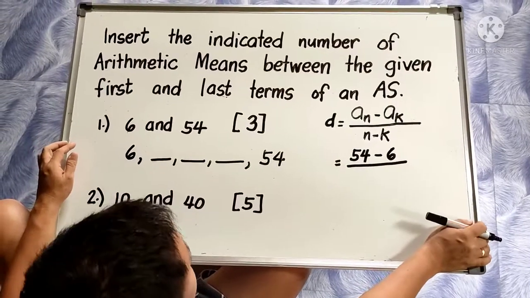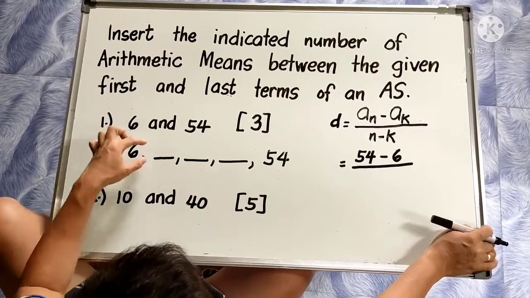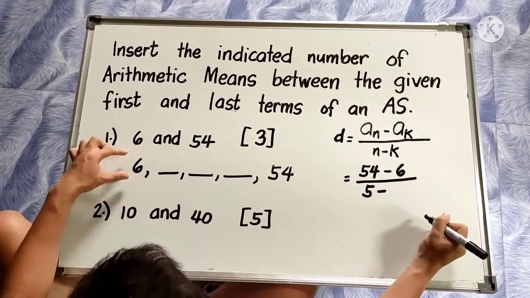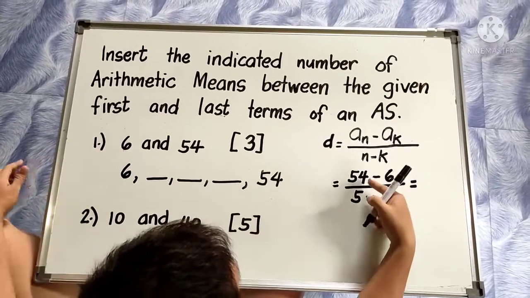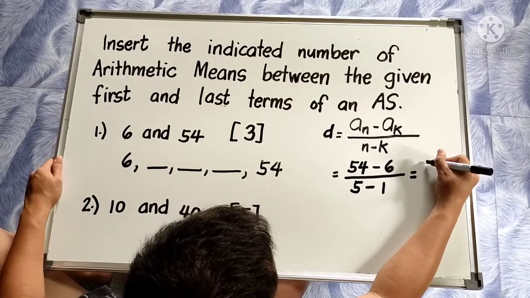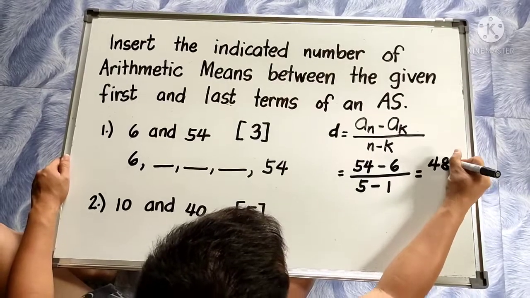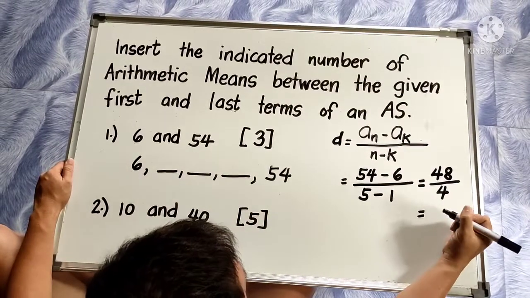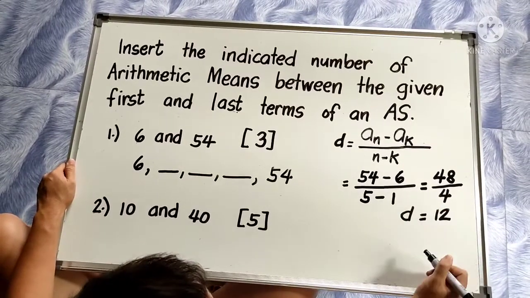So whatever is our n here, that will be what's written here. What term is 54? So you count. 1, 2, 3, 4, 5. So you will have 5 minus, what term is 6? First term, so that's 1. So you will have 54 minus 6, what's the answer? That is 48, all over 4. So 48 divided by 4 is 12. Okay? So this is now our common difference.